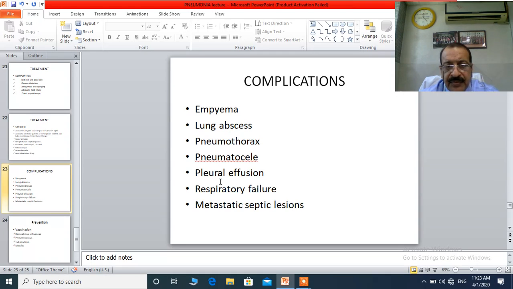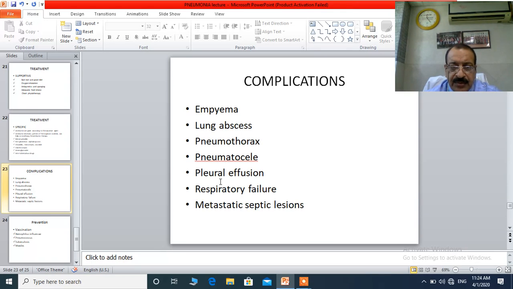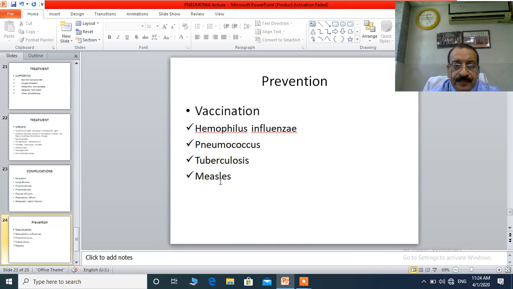Patient can develop respiratory failure, and this will be indicated by high carbon dioxide and low oxygen in the blood gas picture, and these patients will require ventilator support. Sometimes the patient can have metastatic septic lesions like arthritis or osteomyelitis, or infection at other sites of the body, particularly the skin. There may be abscess formation, and all these require treatment accordingly.